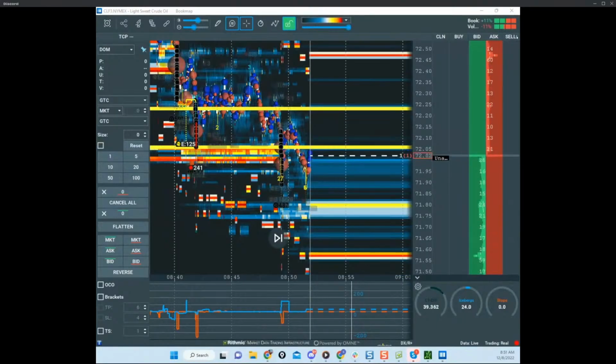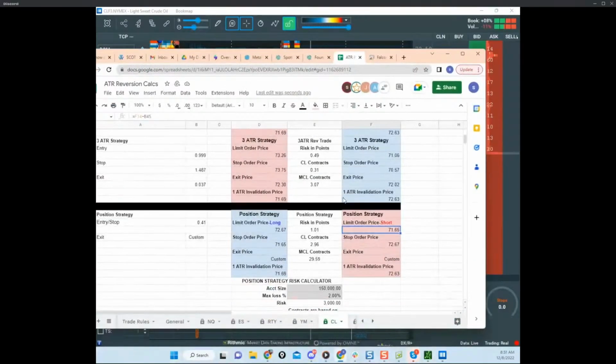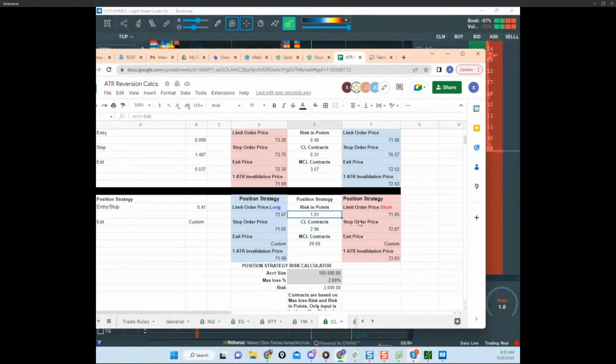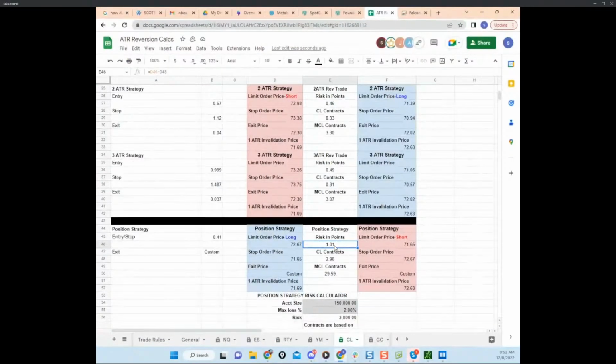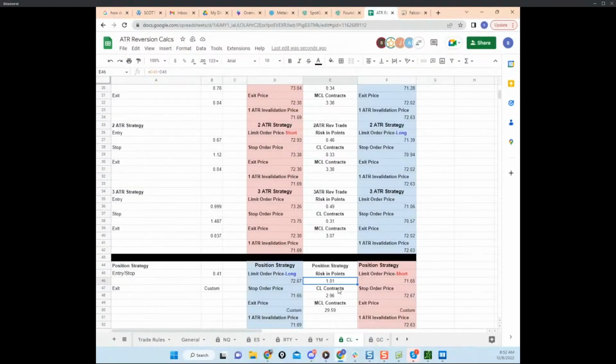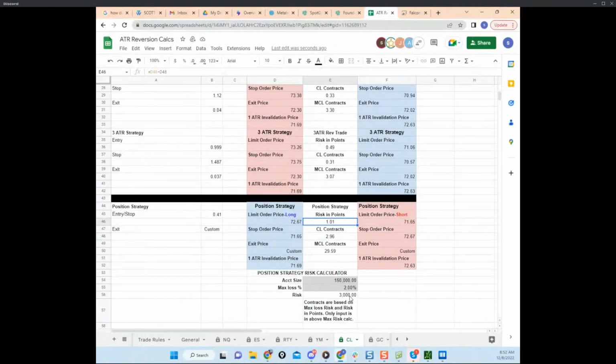Then it tells me my exact size I should be putting on based on my account size. So I could put on 3CL. I'm risking 100 ticks. I don't care what it is. Okay, here's a perfect example, right? It doesn't matter if I'm risking 200 ticks. I just change my size based on what I'm willing to lose based on my account size and percentage, right?